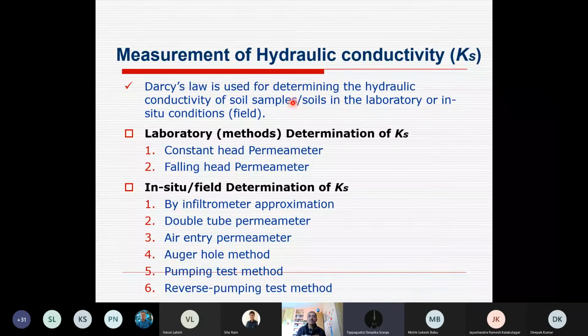So in laboratory method, there are two ways. Either we have soil sample in prescribed condition, or we are going to the field directly to measure the hydraulic conductivity. So in laboratory method, determination of K, there are two methods basically: constant head permeameter and falling head permeameter. So two methods are there. In situ or in soil field conditions of measurement, the same Darcy's law is applied to measure and find out field saturated hydraulic conductivity, and it can be done by infiltrometer approximation.